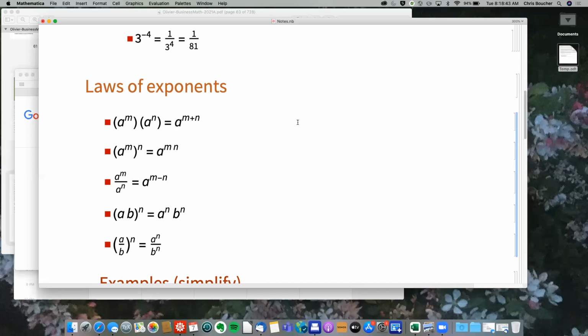I multiply. So when you take a power of a power, a to the m to the n, you multiply the exponents. And again, what we need to be able to do is recognize that for an expression like this, it's equal to a to the 6, because what I do is I multiply the exponents.